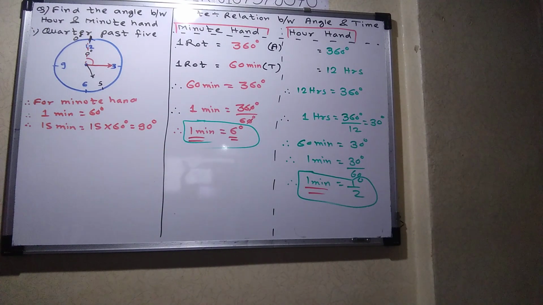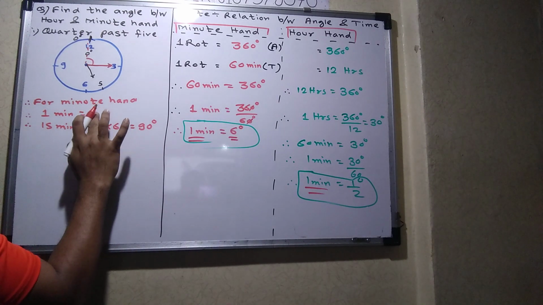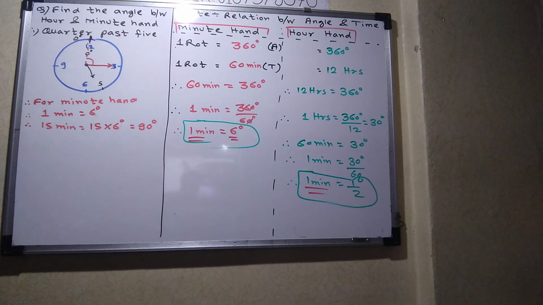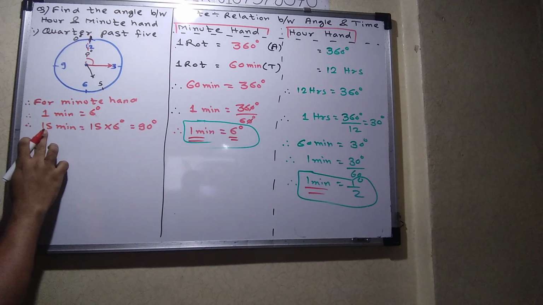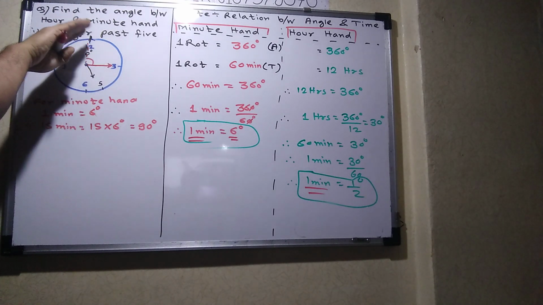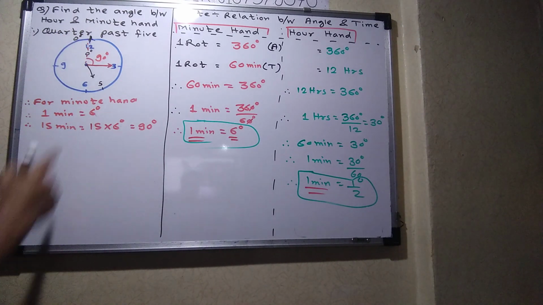Is it right? Sorry, 1 minute equals 6 degrees. So 15 times 6 is 90 degrees, for 15 minutes. Yes, 90 degrees. You can observe over here that this angle is 90 degrees.